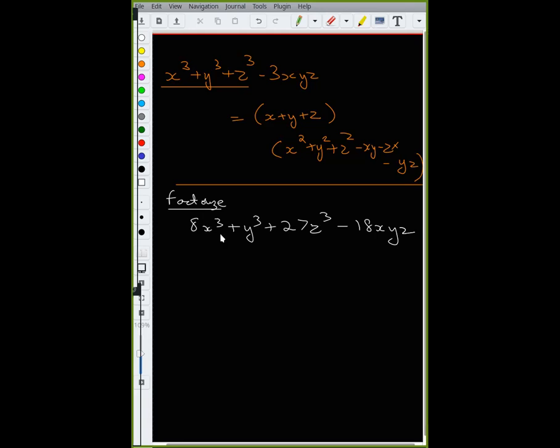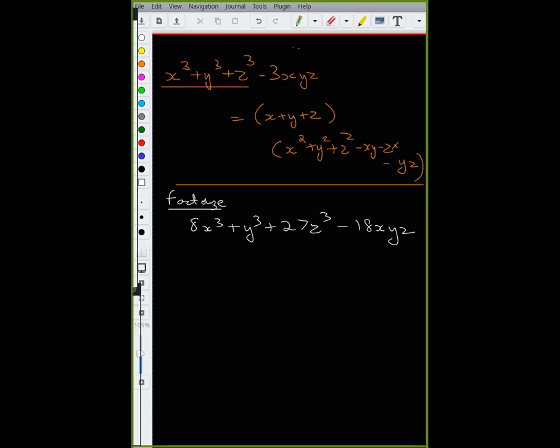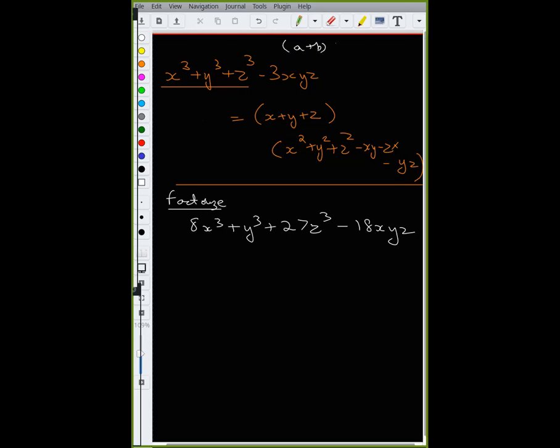Now if we compare this to the earlier identity, we had only 2 terms. We had only learned (a plus b) the whole thing cubed, right? Whereas here there are 3 terms, a, b, c, or x, y, z. So what do we do? There's only one identity which you know.